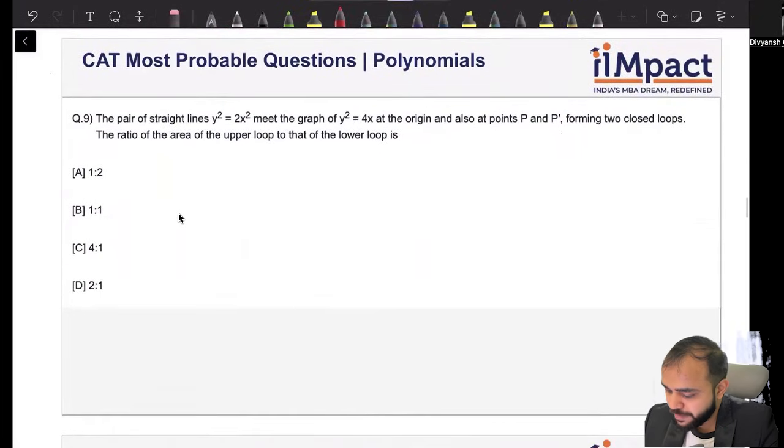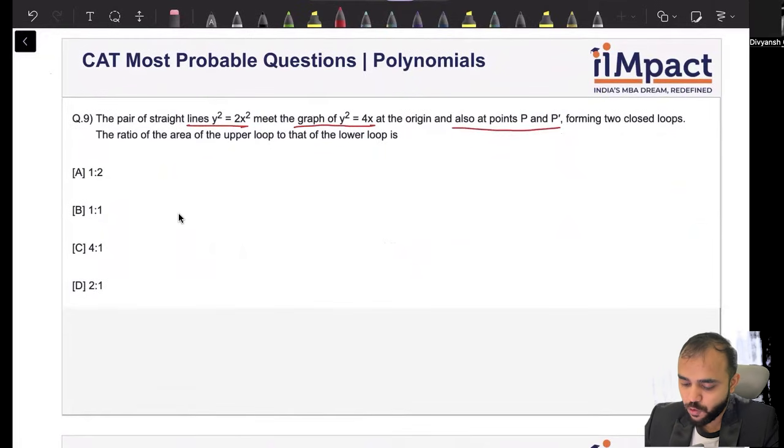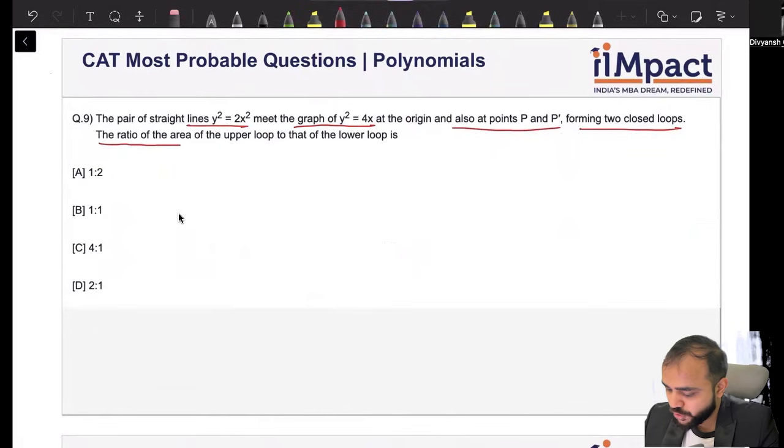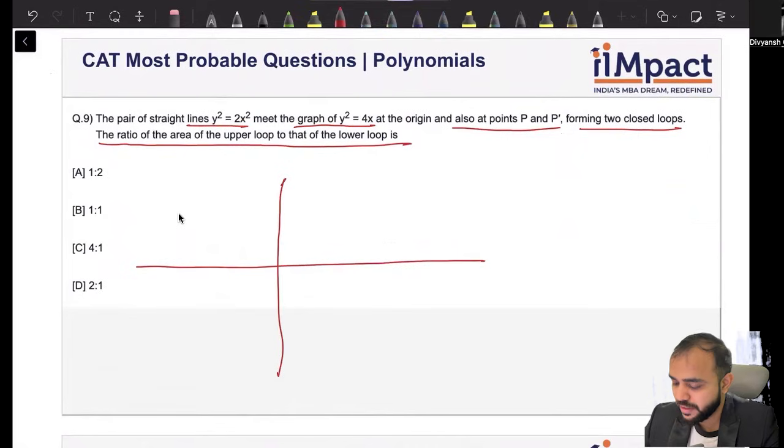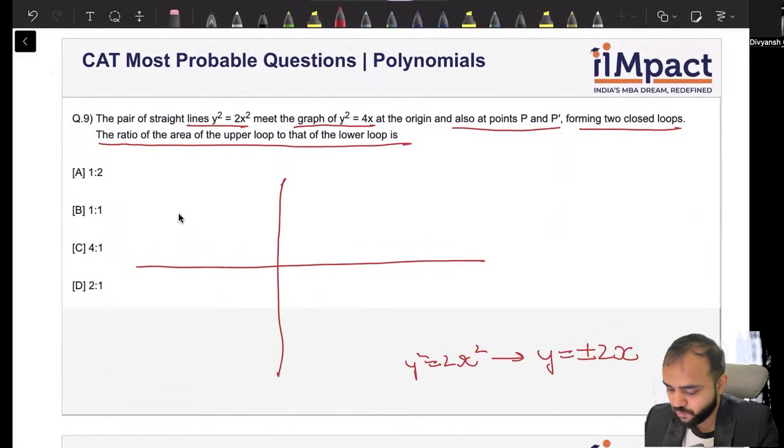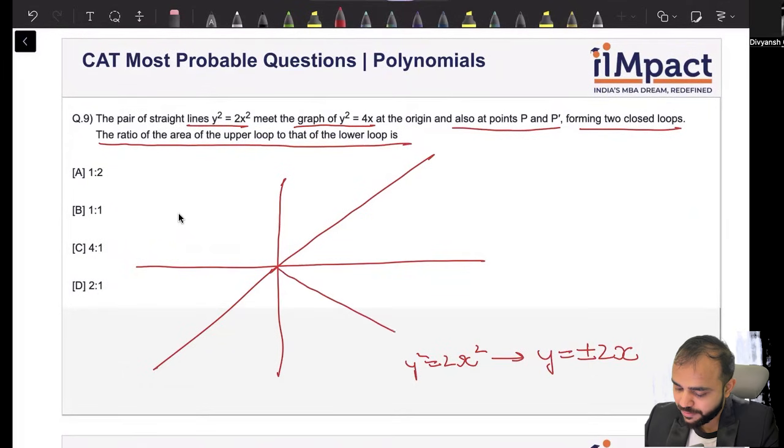Moving on, the pair of straight lines y square is equal to 2x square meet the graph of y square is equal to 4x at the origin and also at the points P and P dash, forming two closed loops. Find the ratio of the area of the upper loop to that of the lower loop. So first of all, let us figure out what these lines are. Y square is equal to 2x square would be y is equal to plus minus 2x. So one line would be like this, passing through the origin. The other line will be the reflection of this line along the x-axis, just with a negative slope. So these two lines are symmetrical to each other.